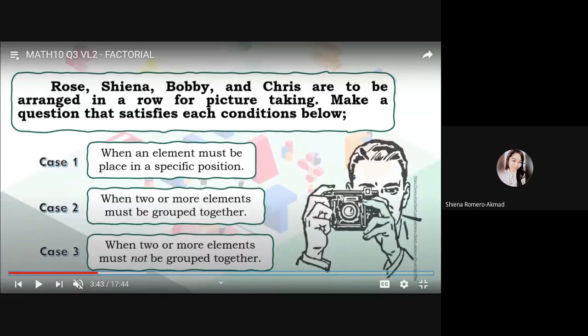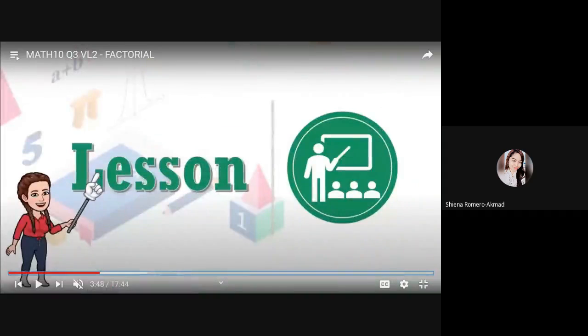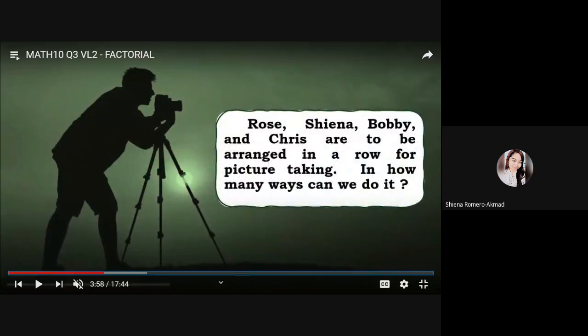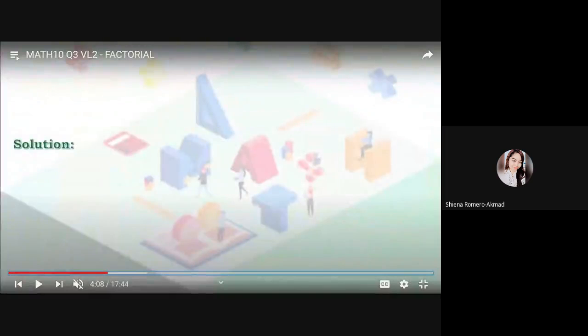So lahat ng yon pertains to case number 3 or has something to do with case number 3. So we are done with the review. Let us proceed to factorial. So I have here the situation earlier. Pero this time, we are going to find how many ways can we do it. We are going to arrange Rose, Sheena, Bobby, and Chris in a row for picture taking, and count how many ways can we do it.